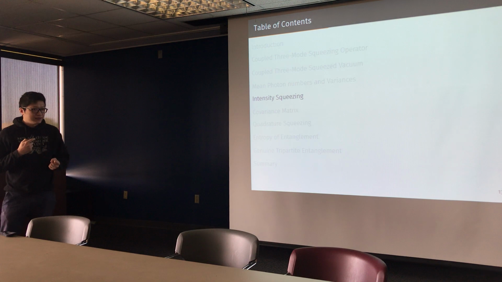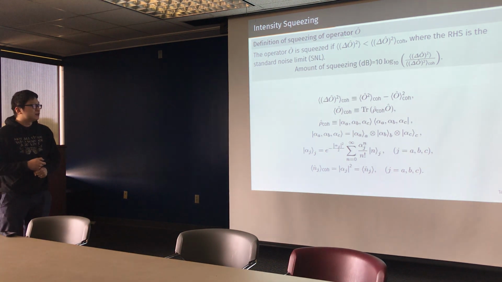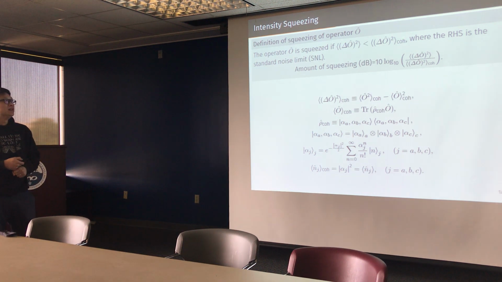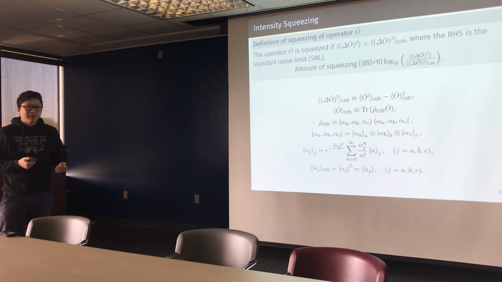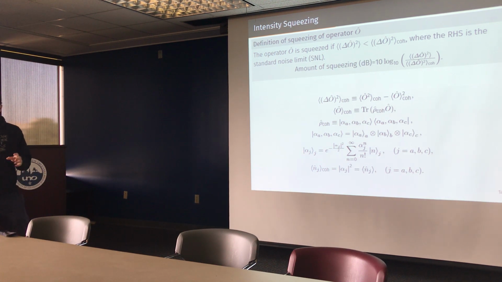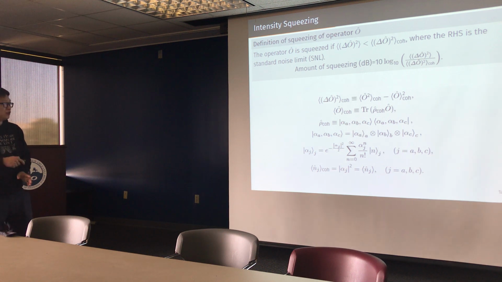So next we want to look at the intensity squeezing. So first, the definition of squeezing. We will say an operator is squeezed if the variance of the operator is smaller than the standard noise limit, which I'm using subscript COH to denote. The standard noise limit is just the variance of the same operator with respect to coherent states in each mode with the same respective mean photon number as the squeeze vacuum. So we can quantify the squeezing by taking the ratio of that, and then the standard noise limit can be calculated this way.